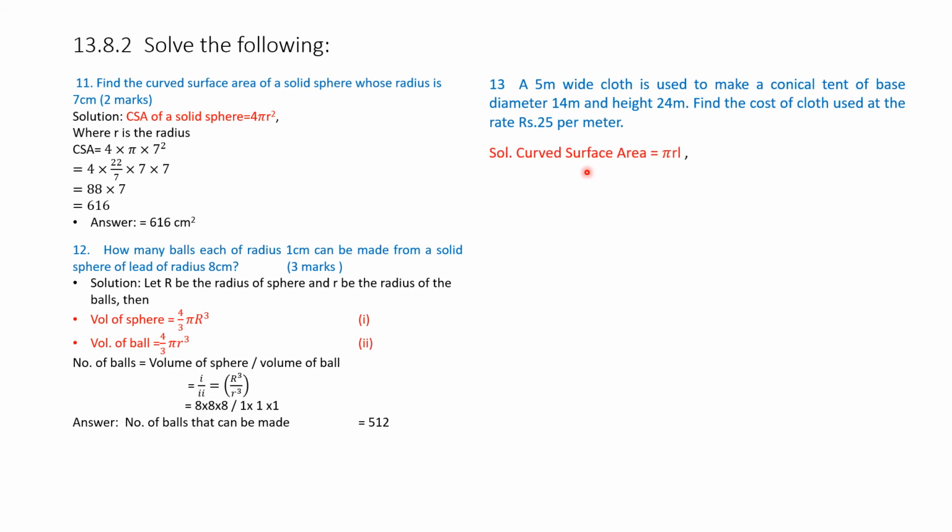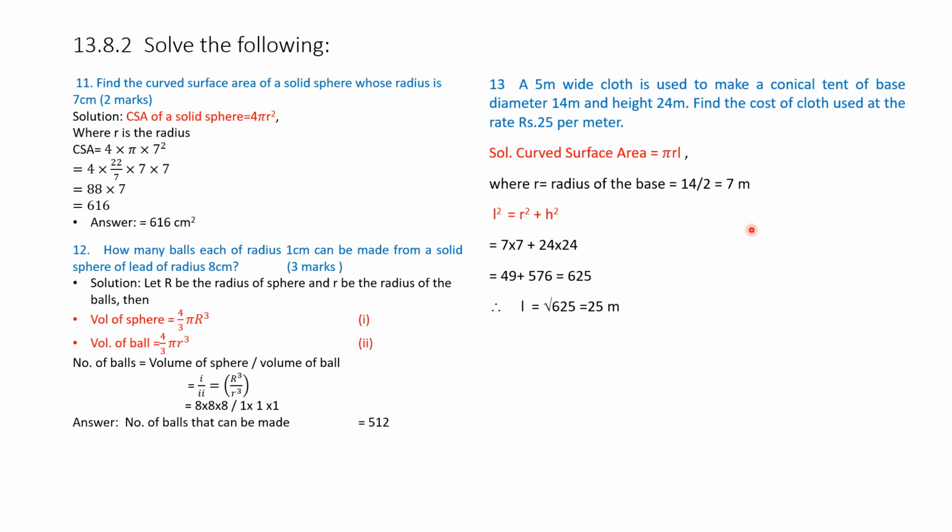Total surface area of the cone is 1/3 pi r square h. Curved surface area is pi r l. So, this total surface area is not required. Only curved surface area is required. Therefore, radius r is given as diameter by 2. That is 14 by 2 is equal to 7 meters.